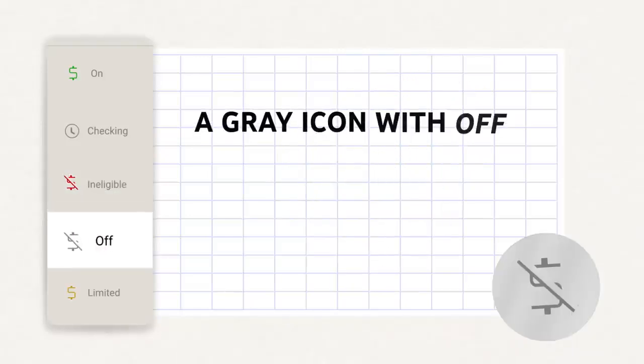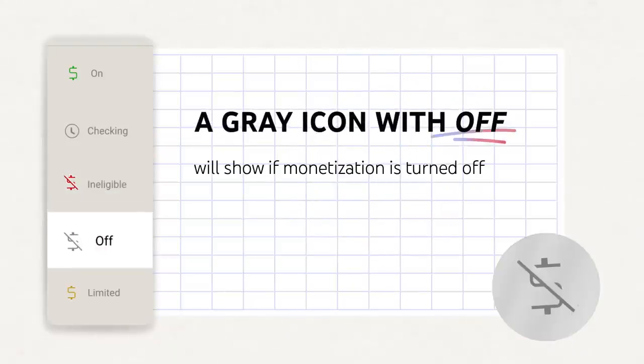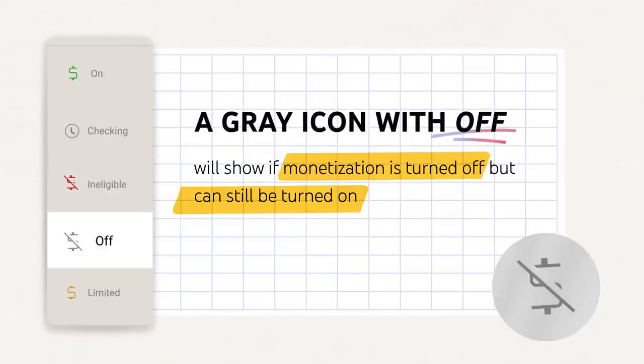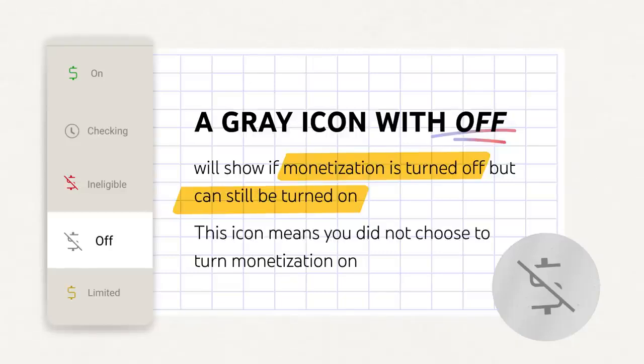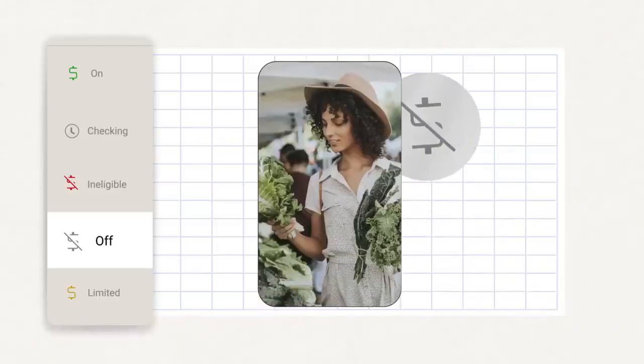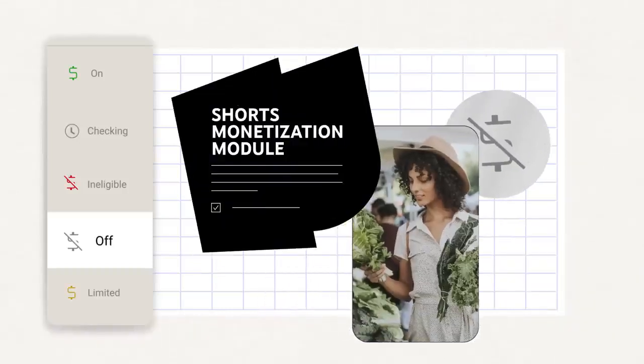A gray icon with Off will show if monetization is turned off but can still be turned on. This icon means you did not choose to turn monetization on. Or, if you get this icon on your shorts, it means that you haven't accepted the Shorts monetization module in YouTube Studio yet.